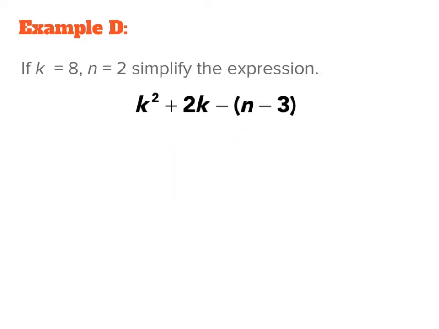Here we are at example D. We've got k is equal to 8, n is equal to 2, and we're going to simplify that expression. This time we've got exponents, but that doesn't change anything. We still want to make sure that we have our parentheses around all of our numbers. So let's go ahead and do that now.